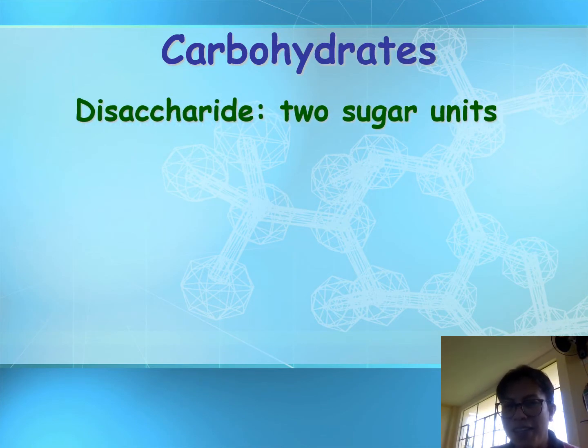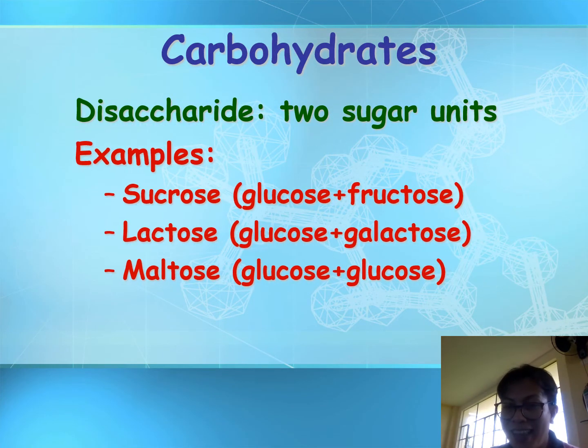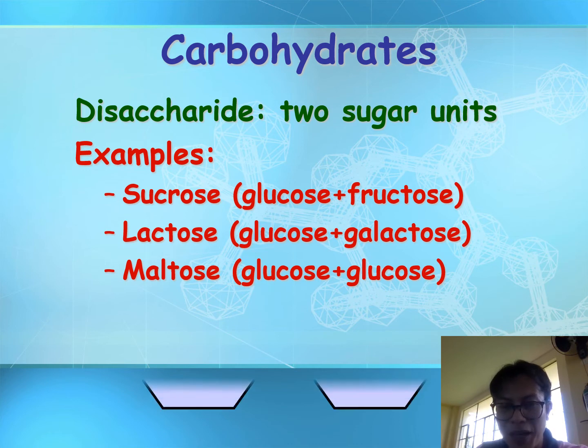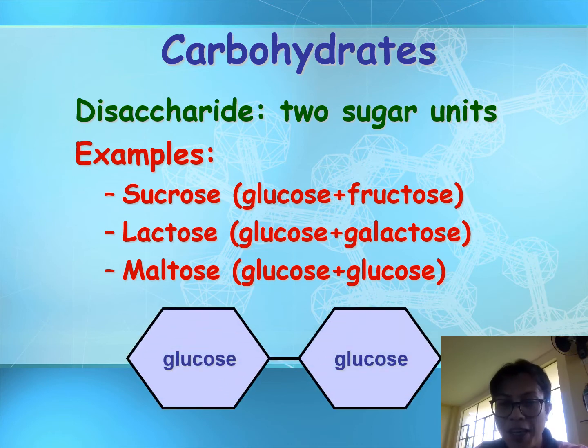Another carbohydrate is the disaccharide. Di means two, so a disaccharide is two sugar units. Examples are sucrose, a combination of glucose and fructose. We also have lactose, a combination of glucose plus galactose, and maltose, a combination of glucose plus glucose. The structure below on this slide is an example of a disaccharide.